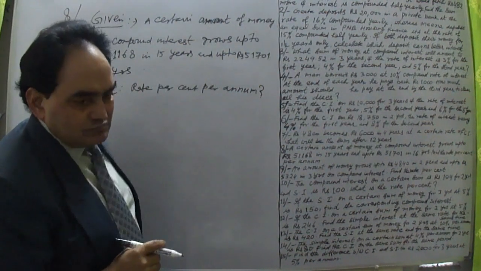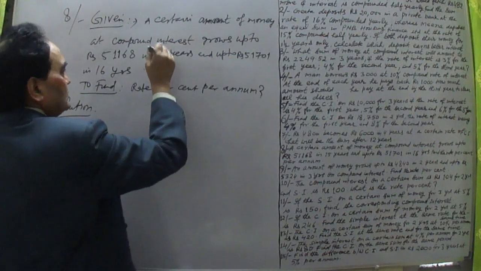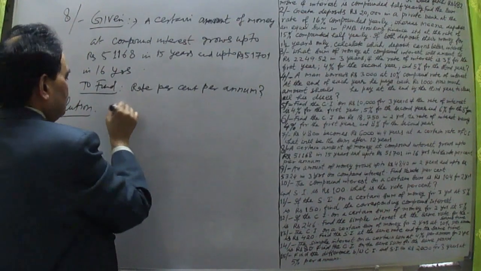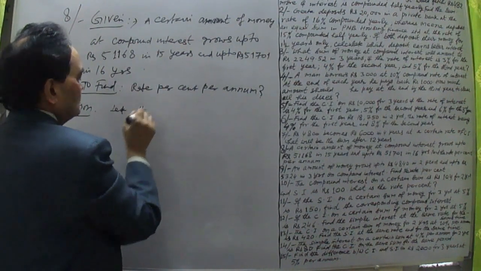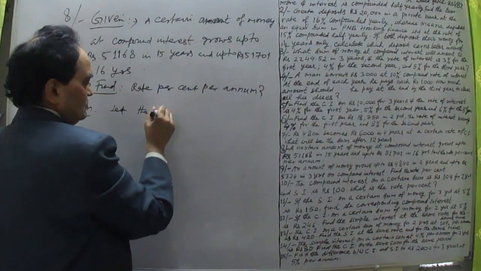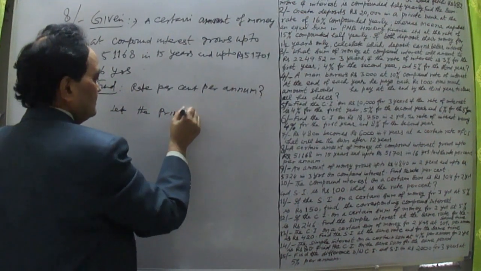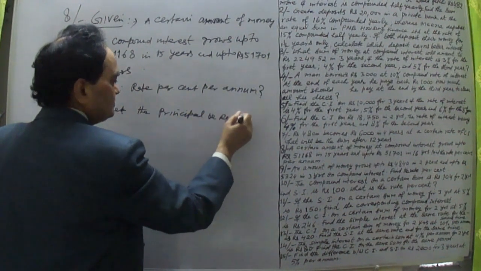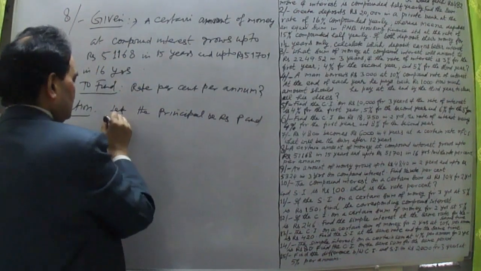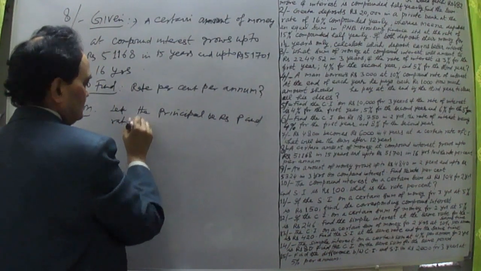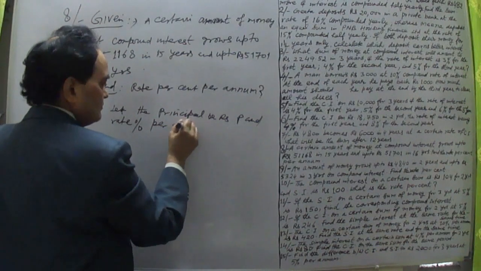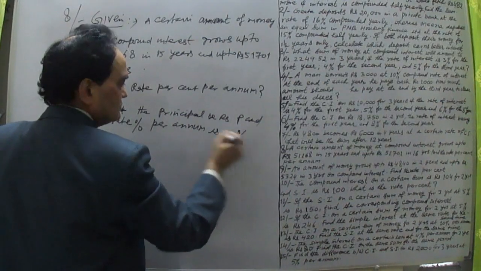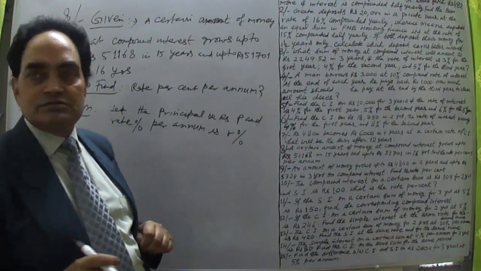Now, solution here. Okay. Now see here, the amount is given but the principal is not given. Let the principal, that sum, be rupees P and the rate percent per annum be R percent. Got the point? It is R percent.